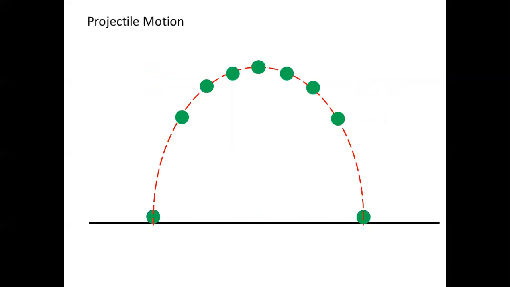Now, this is an example of an object undergoing projectile motion. The object that was projected in air is what we call the projectile, while the path taken by the object is what we call the trajectory.